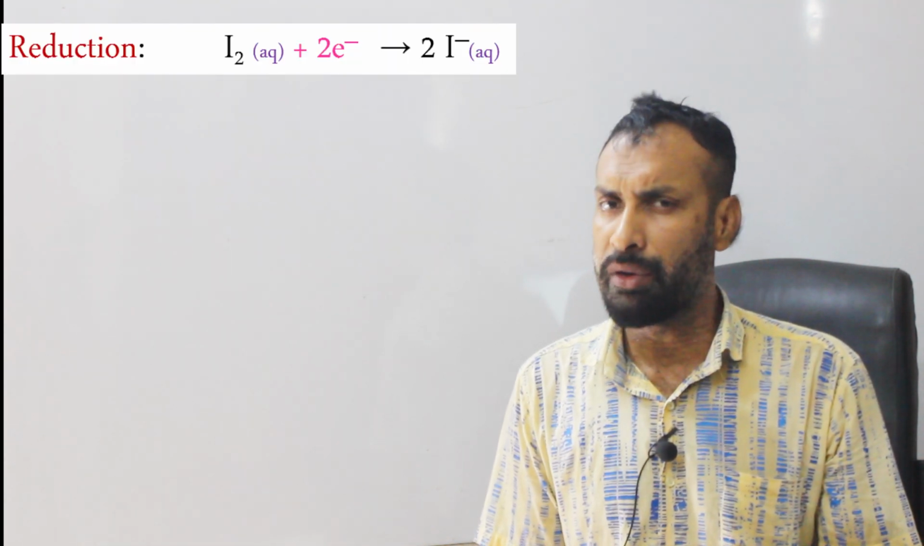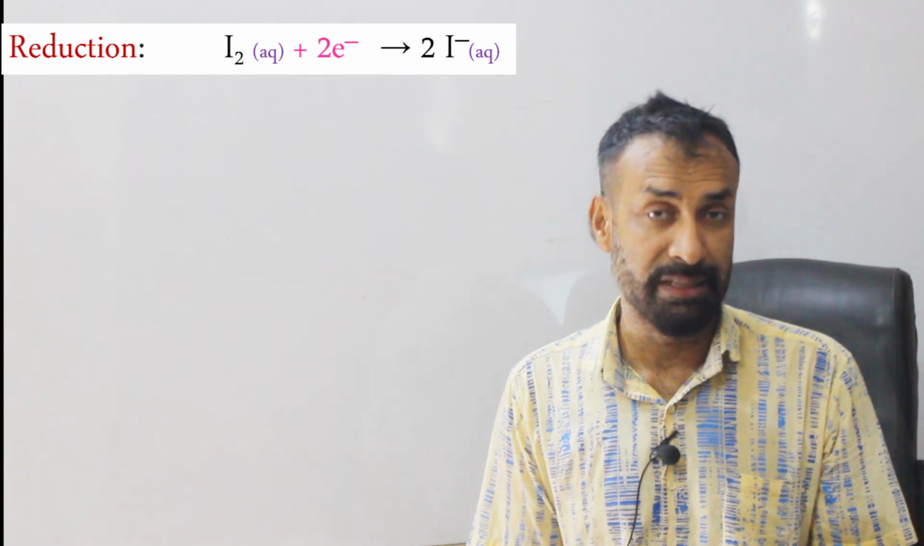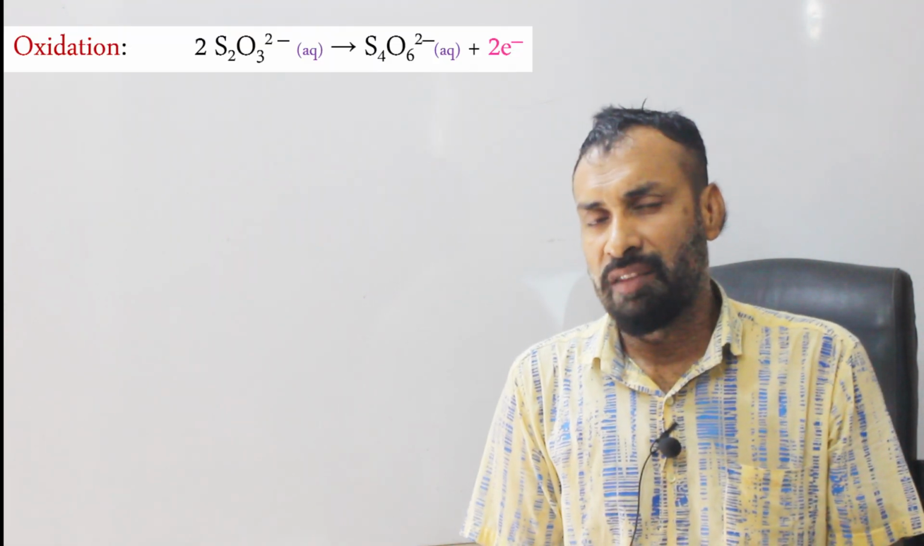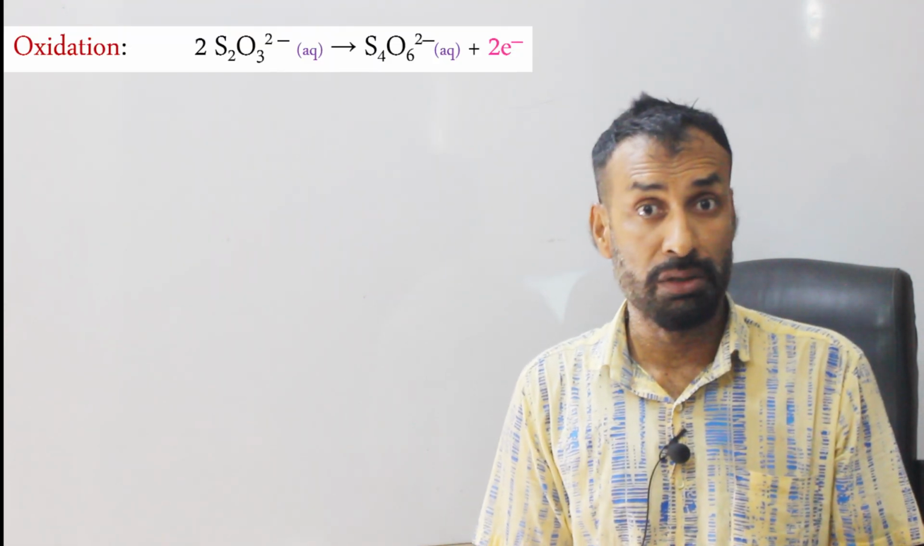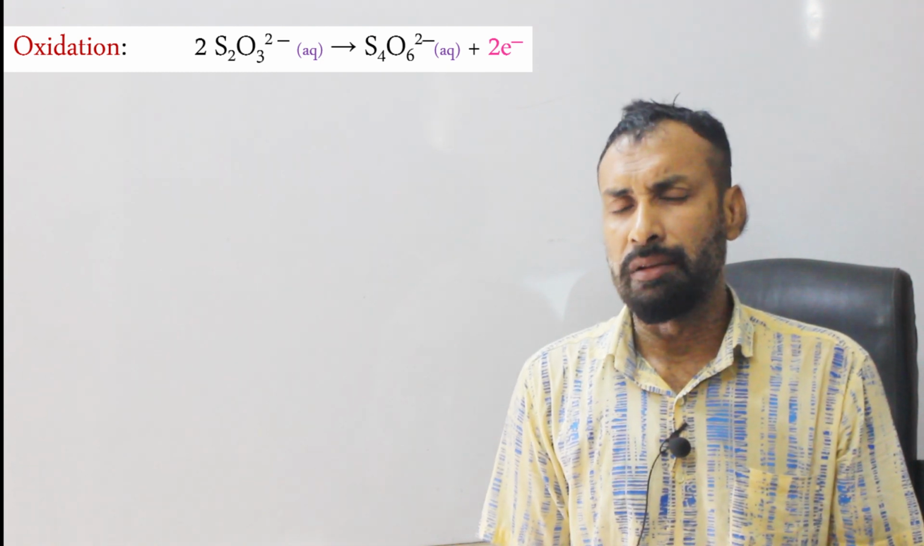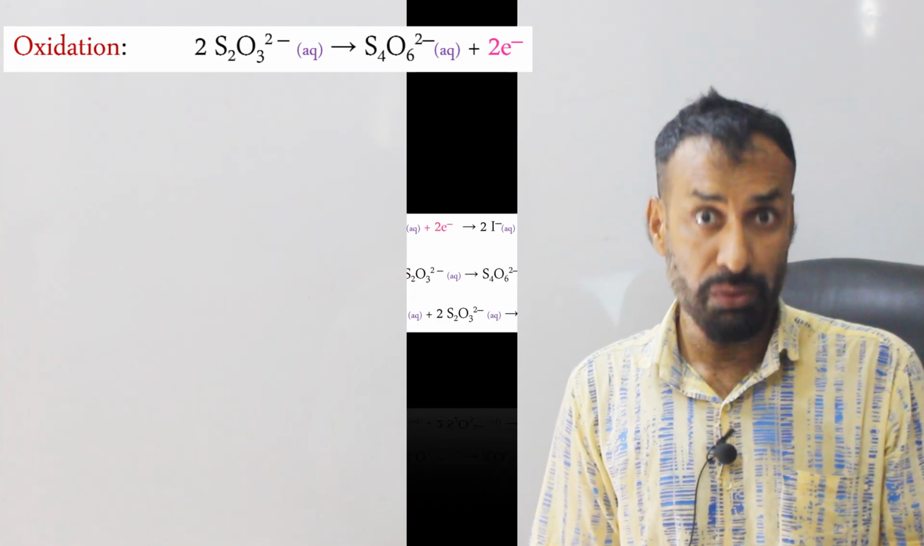In the reaction between iodine and thiosulfate, iodine gains electrons and is reduced. And here iodine is also called the oxidizing agent. On the other hand, thiosulfate loses electrons and is oxidized. And this is also called a reducing agent.